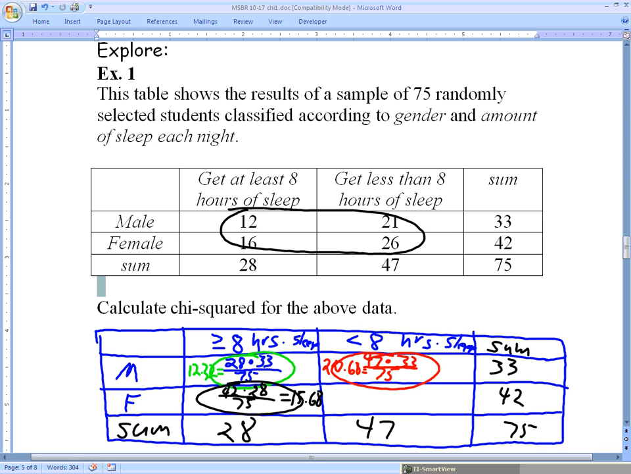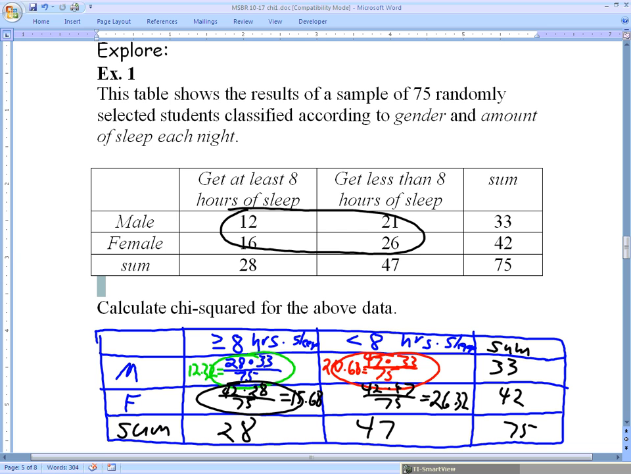And then, last but not least, we take our rows here. We've got 42 times 47, all divided by 75. And we get 26.32. So what did we just find? We just found our expected values.